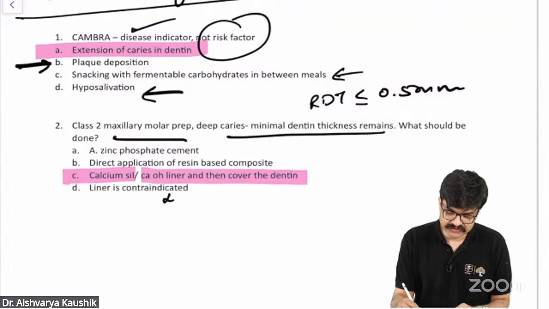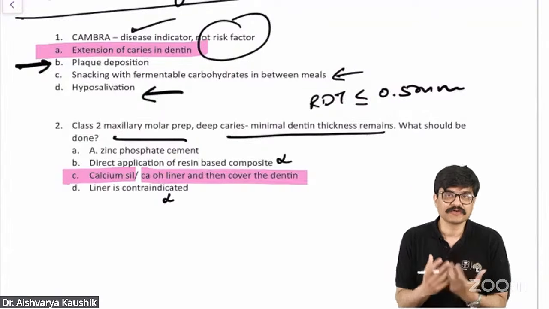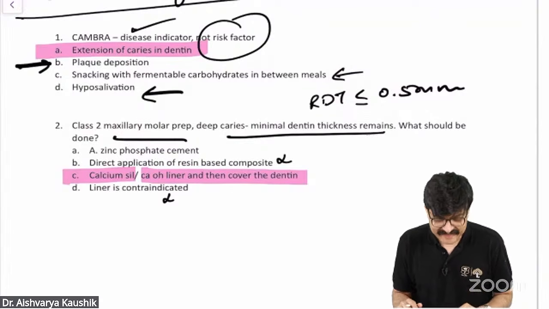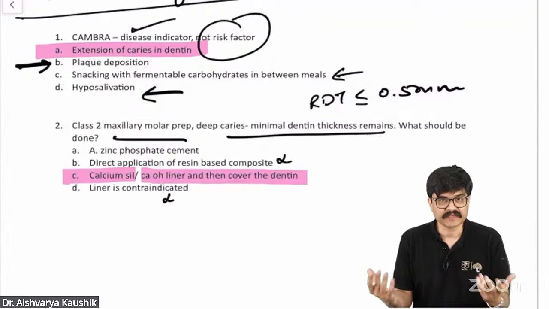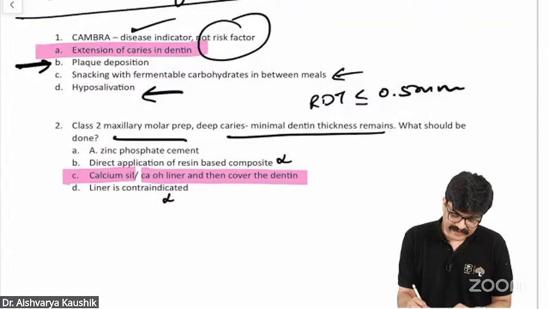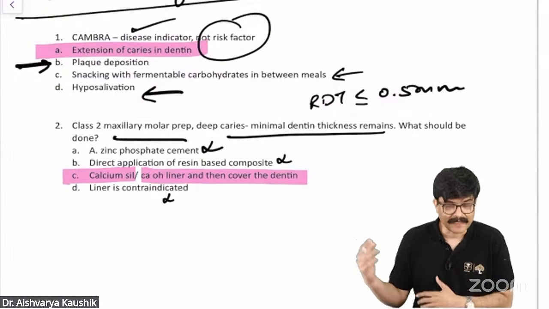A direct application of resin-based composite, why would you do that? You do want to form some kind of a definitive reactionary or tertiary dentine there. So you would want to give some kind of dressing like a calcium hydroxide or a calcium silicate based liner. Directly zinc phosphate cement and doing an amalgam, no.